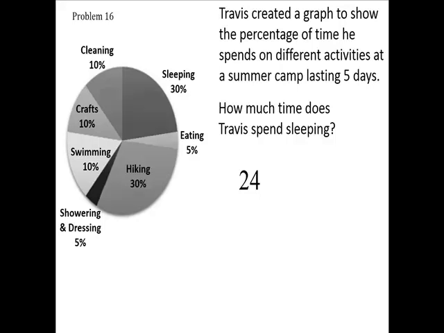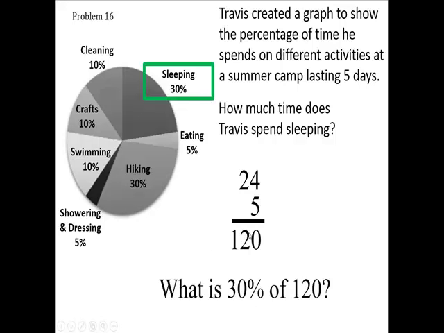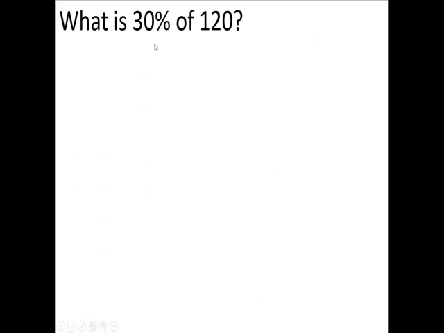So there are 24 hours in a day, aren't there? 24 hours in a day. How many days did he spend? 5 days. That's 120 hours for the week, okay? And so what we want to know is what is 30% of this 120 hours? Okay? So 30% of 120.